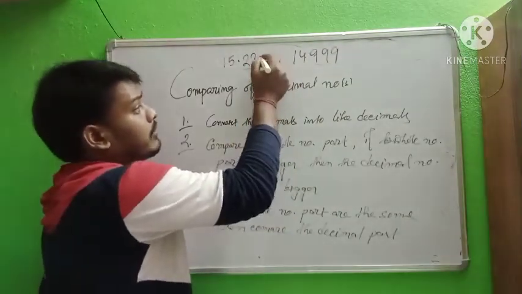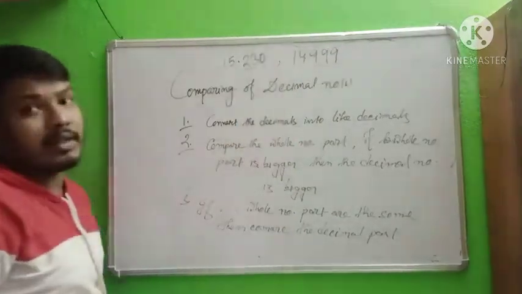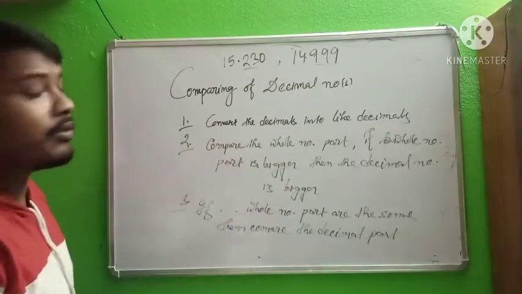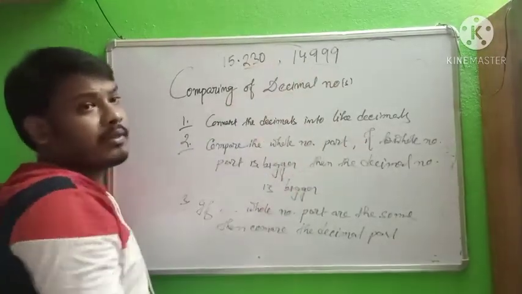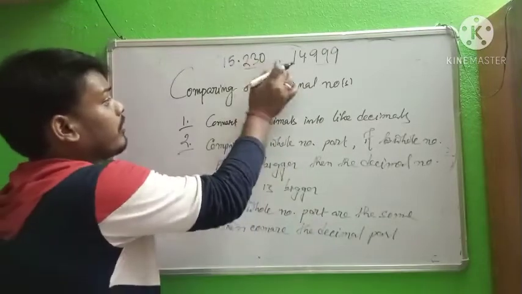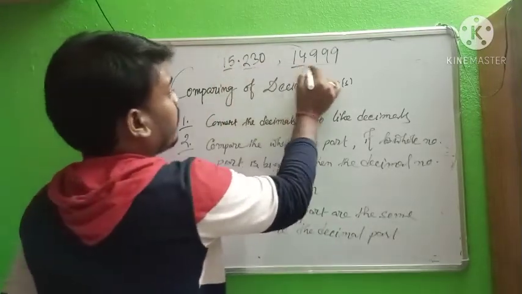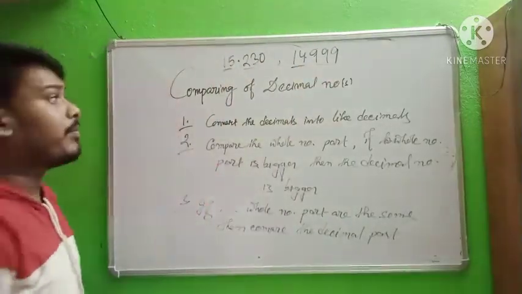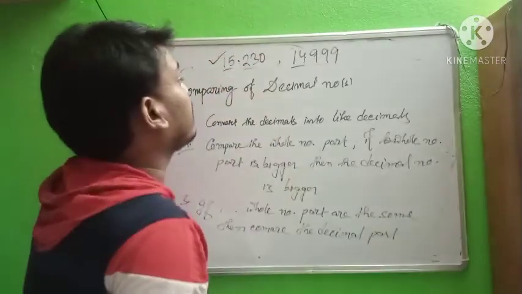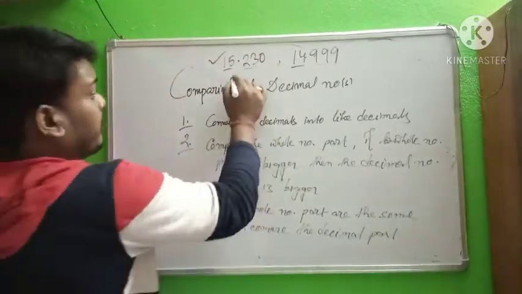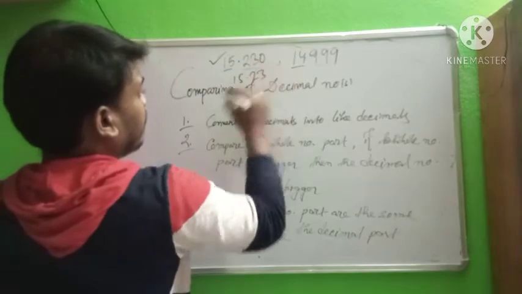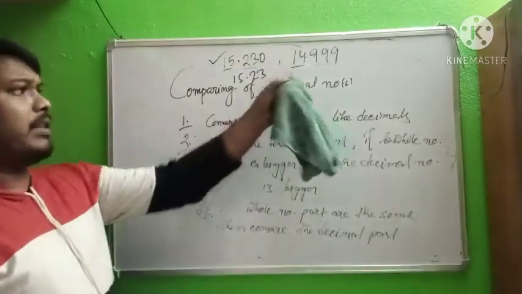So we make it 3 decimal places. Here we add a 0, and I told you if we add zeros, the value will not change. Now we compare. Here 15, here 14. Which one is bigger? 15 is bigger. That means this decimal number is bigger. That means 15.23 is bigger than 14.999.